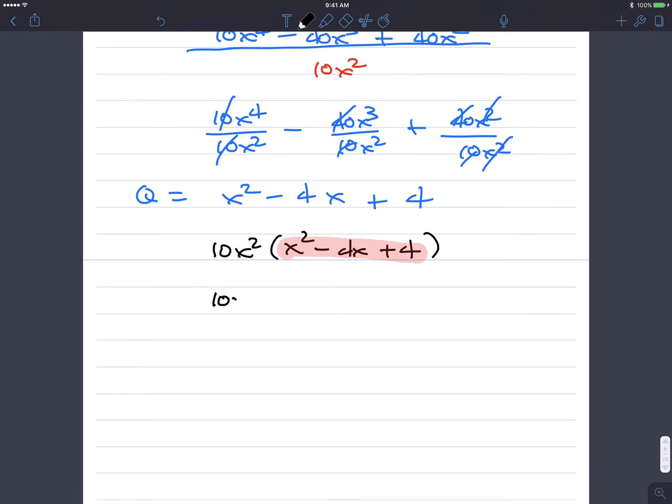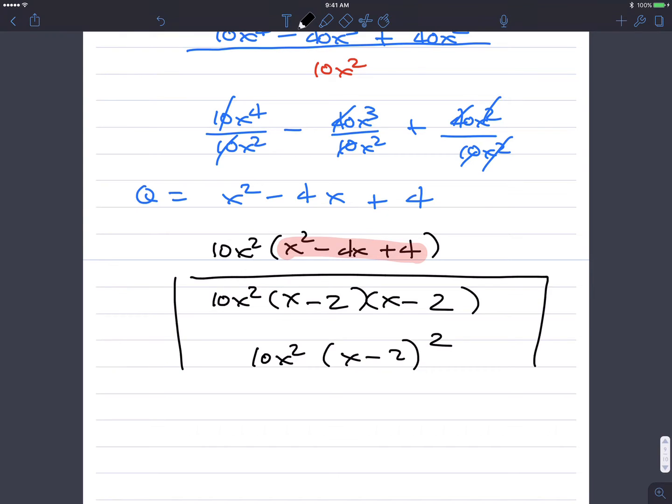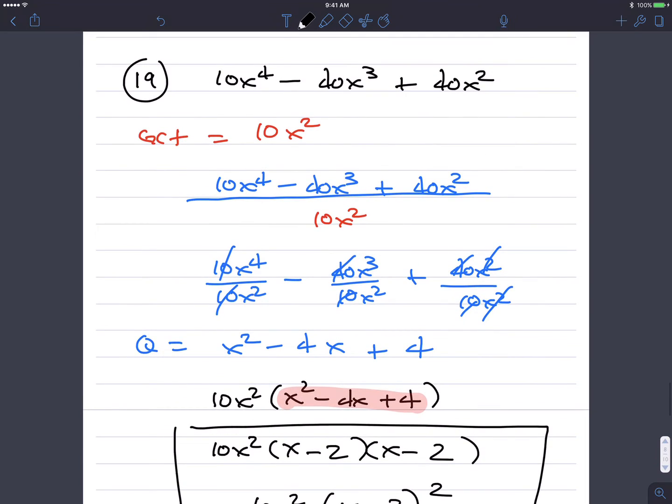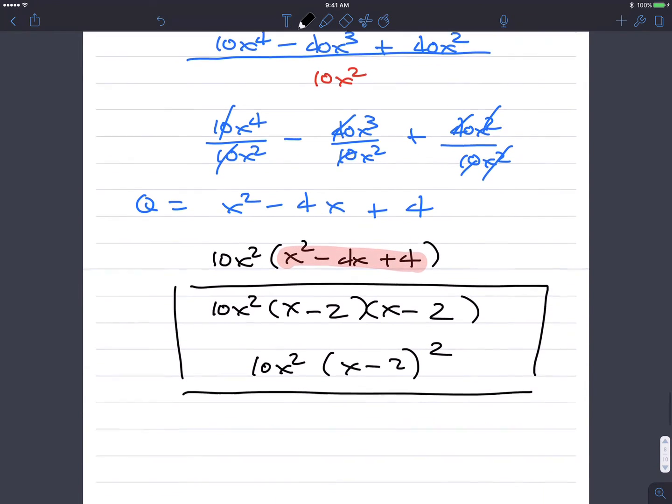So the 10x squared is the one that goes into all of them, correct? Yes, it will divide each one with a zero remainder. That's correct. What are the numbers here? Product is positive 4. Sum is negative 4. Did we do this correctly? You okay with that? Is it negative 2 and negative 2? I think you're right. We can write this as 10x squared times x minus 2 to the second power. Either way is fine. Okay? So you factored number 19 here. Yeah, good job.